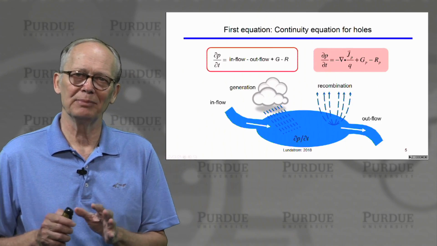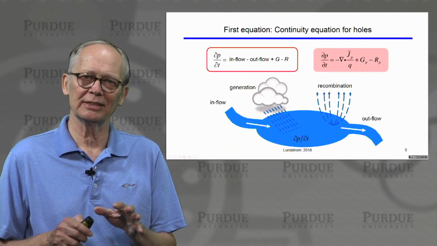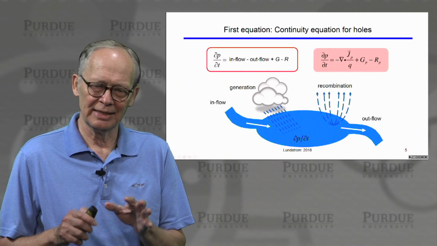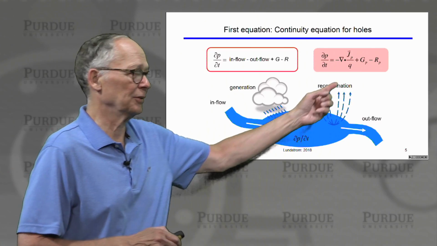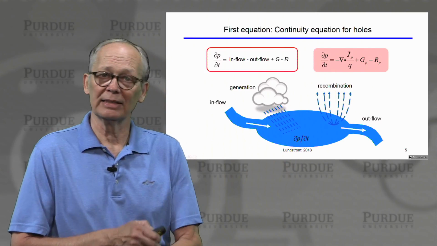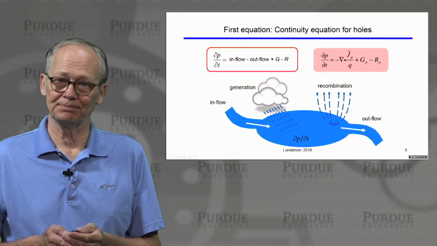The holes can't magically appear from anywhere. We have to account, if the hole concentration is increasing with time at some location in a semiconductor, it's increasing with time for a reason, and these are the three reasons here. There is a similar equation for electrons, and that's the second equation.